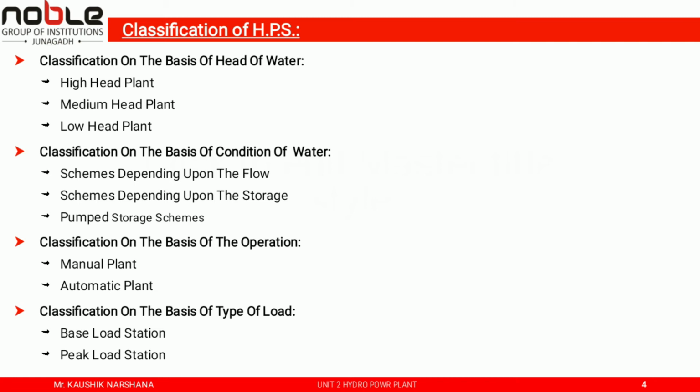Okay, again, they are classified on the basis of condition of water, right? Some rivers flow throughout the year, so the flow is continuously going on. Some rivers are for storage purpose, so there are lots of schemes in this. Throughout the year there is insufficient water, but at the time of monsoon there is a large quantity of water available.